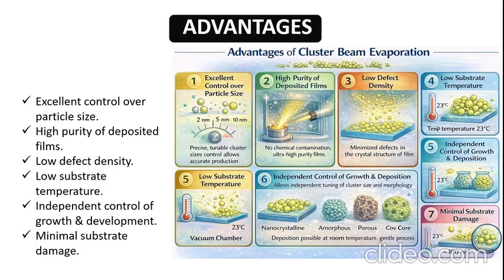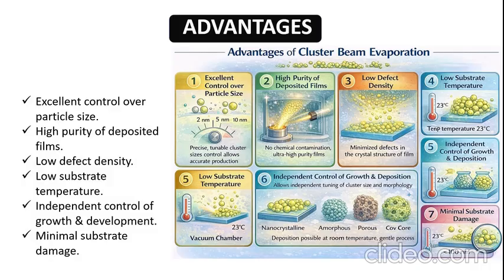The next one is high purity of the deposited film. This purity is mainly because of the vacuum chamber which we are including. As we are removing all the air present inside, there is less probability or fewer chances for the material to react. Because of that, the impurities can be reduced. And the next one is low defect density.